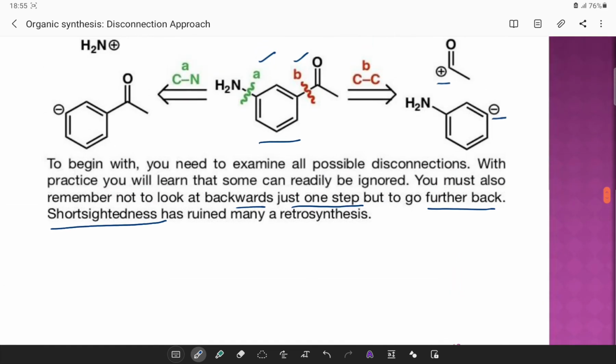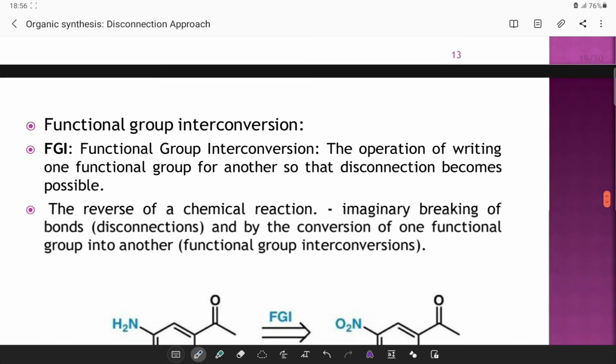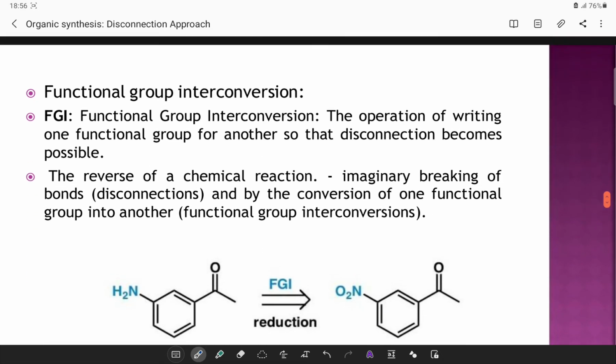To know more about these disconnections, we have certain rules which we will be doing in our next discussion. But before we do that, there is a concept called functional group interconversion: the operation of writing one functional group for another so that the disconnection becomes possible. Like for example, for the NH2 group I can write NO2. That means for one functional group I am writing a different functional group so that I can easily do a disconnection.